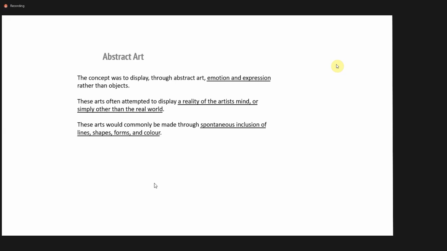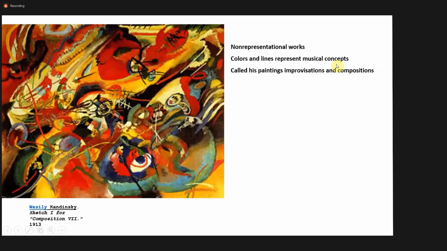Then, abstract art. This concept was to display, through abstract art, emotion and expression rather than objects. These arts often attempted to display a reality of the artist's mind or simply something other than the real world. These arts could commonly be made through spontaneous inclusion of lines, shapes, forms, and colors. We'll discuss with the images. See this.